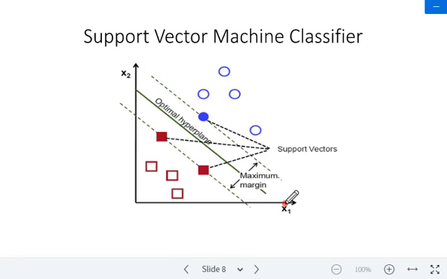Let us discuss this diagram. The hard line in the middle, with a dotted line on each side, is the optimal hyperplane. The dotted lines are gutters, what I was telling in the previous slide. The dotted lines are gutters on the sides of the two classes. The gap between the gutters is the maximum or widest margin.